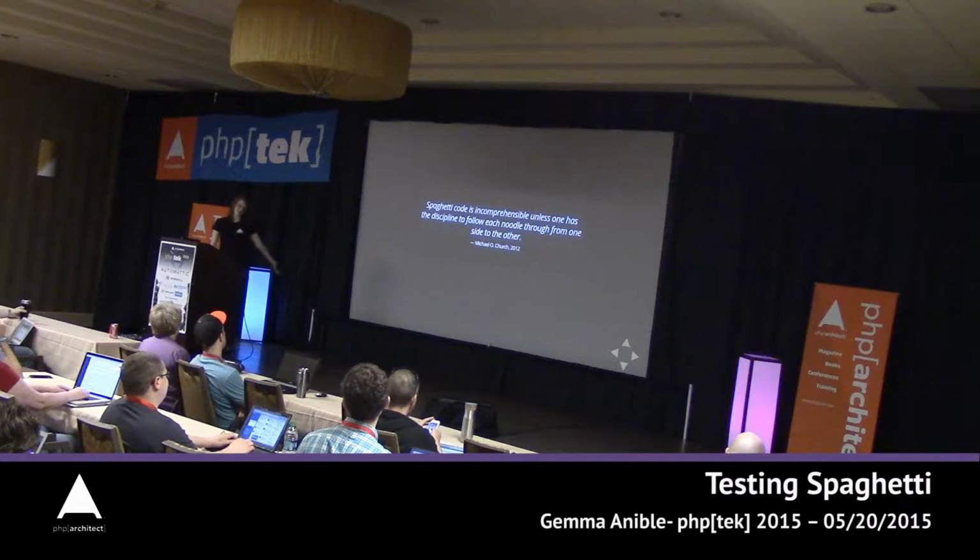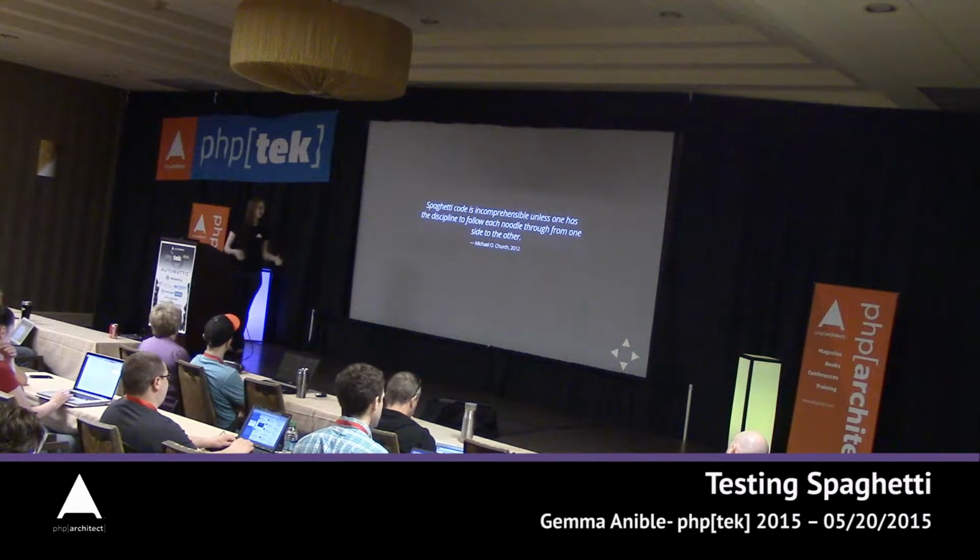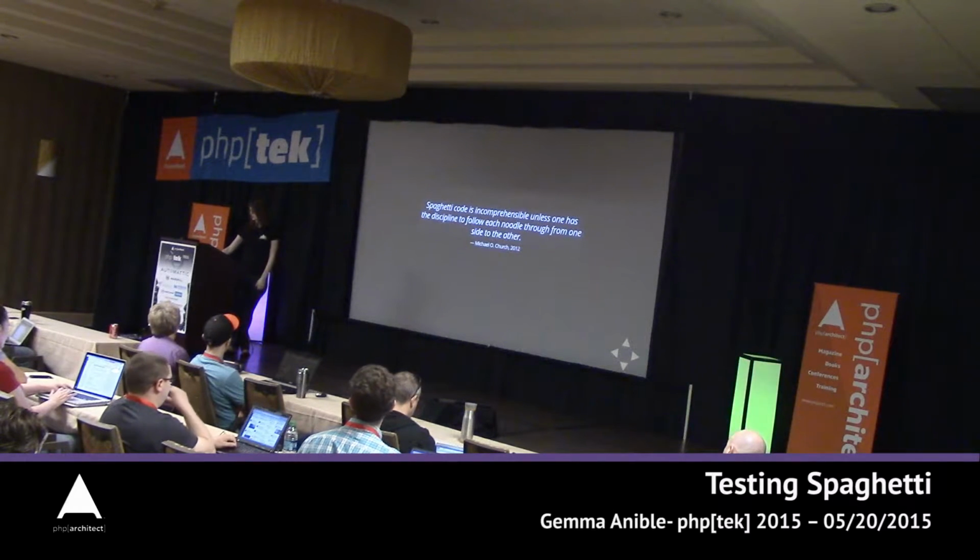This is just a quote I pulled off a blog that I thought was good. I don't really know who Michael O. Church is, but he said good things about spaghetti code. Incomprehensible unless one has the discipline to follow each noodle through from one side to the other. So the first one was sort of side effects and external, what's going on. The second one was internal structure. This one is about comprehensibility, readability. So sort of three aspects to spaghetti code that all basically mean it's bad, don't do it.